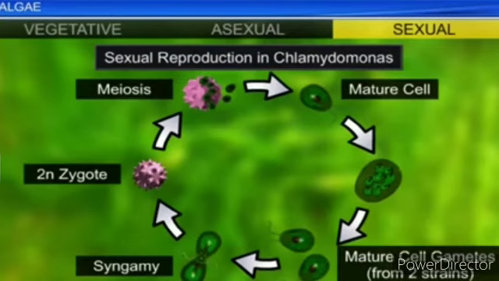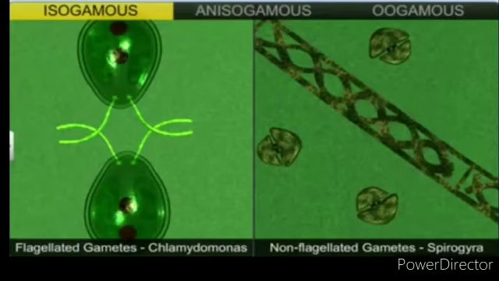Sexual reproduction takes place through fusion of two gametes, male and female gametes. These gametes can be flagellated, where flagella are present, and similar in size, for example Chlamydomonas. Or they can be non-flagellated, non-motile with no movement, but similar in size, for example Spirogyra. Such a reproduction is called isogamous.